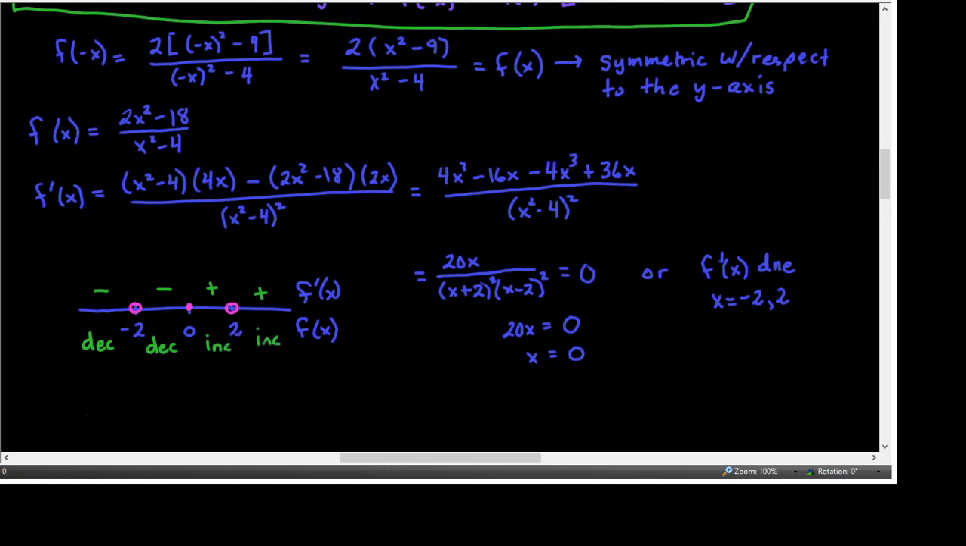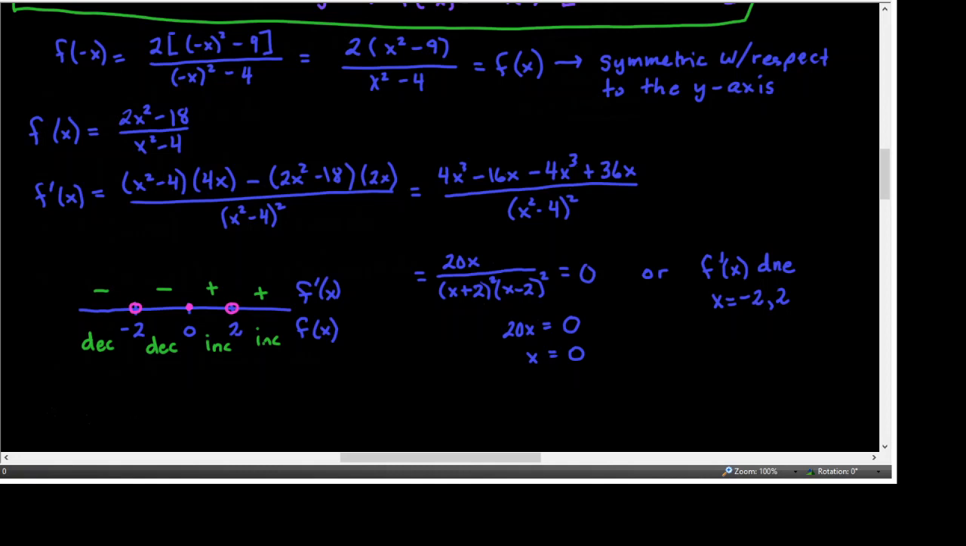Now, if the question had asked you to find where the function is increasing and decreasing, and that was kind of the end of the question, I would say please write those sentences. F of x is decreasing on the interval from negative infinity to negative 2, open, union negative 2 to 0, open for both of those, because f prime is negative on those intervals. And then the same kind of thing for increasing.